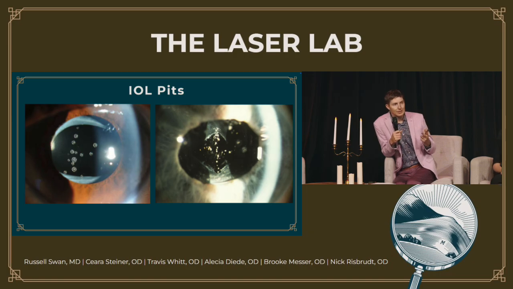And then the other one is any hydrophilic acrylic lens. So most common 1-piece lenses used in the United States are hydrophobic acrylic. The most common Johnson & Johnson lens, Alcon lenses are hydrophobic. There are some hydrophilic acrylic lenses, and again, they're just a little bit more prone to pitting.